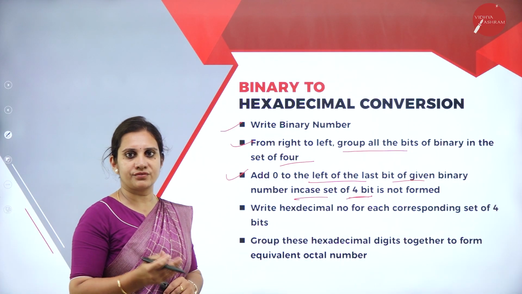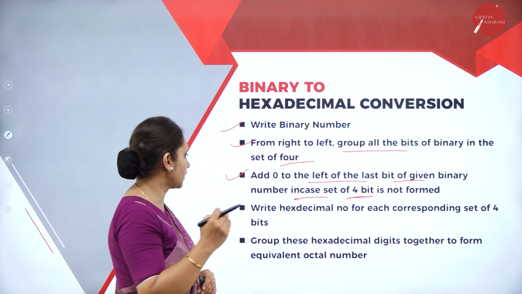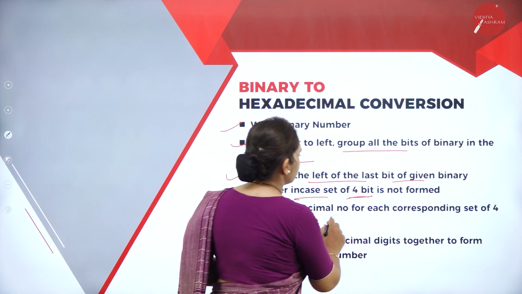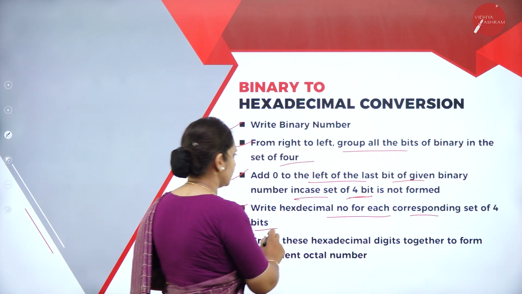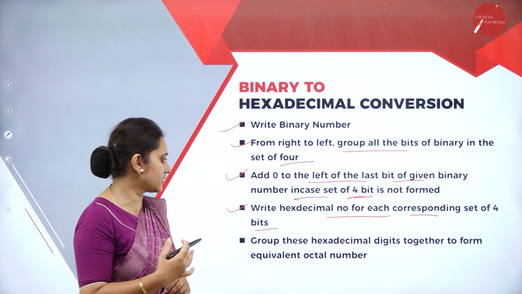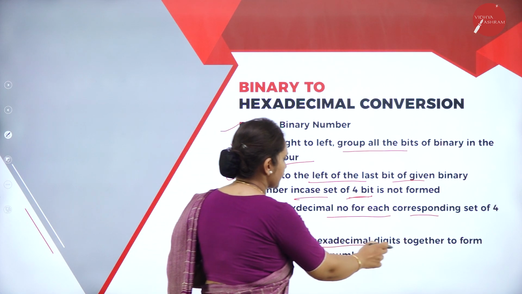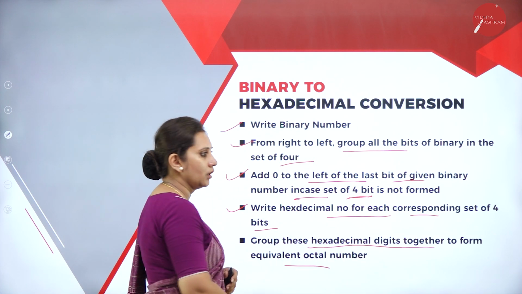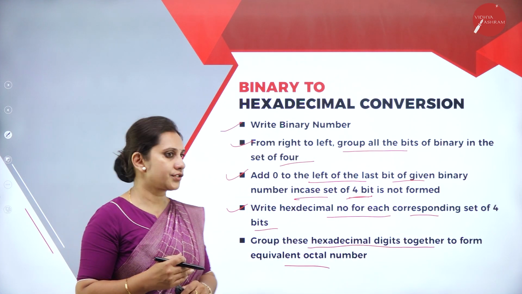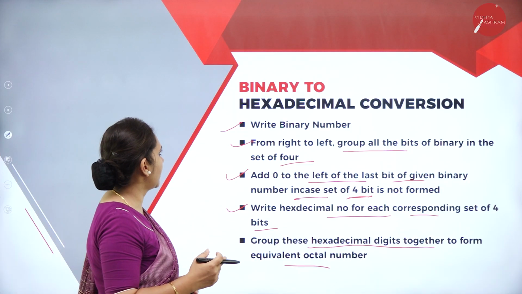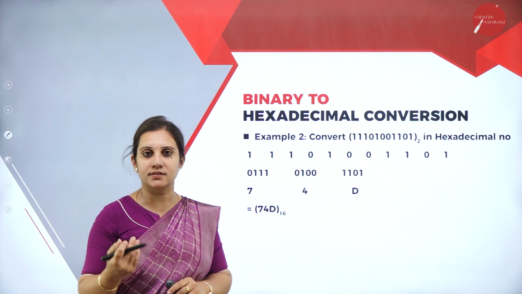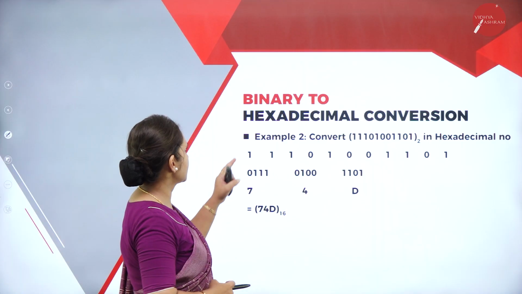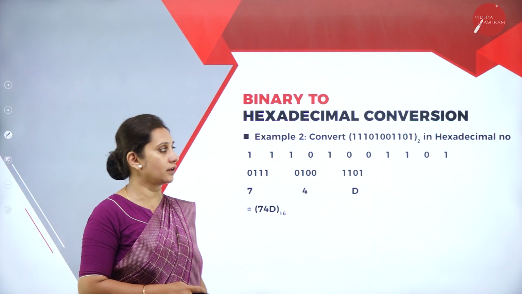In case the formation of 4 bits is not happened, write the hexadecimal number for each corresponding set of bits, and group all these hexadecimal digits together to form the equivalent hexadecimal number. That is what they have given. Now let us understand binary to hexadecimal conversion.